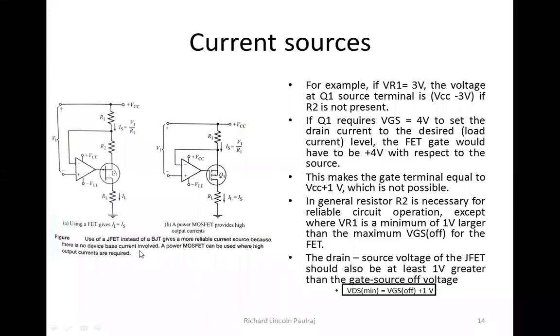So I think now you have understood how this JFET, the junction field effect transistor, plays a very important role. Now next, let us focus on the MOSFET. As I was mentioning, MOSFETs provide high output currents. That is one advantage of having the MOSFET.